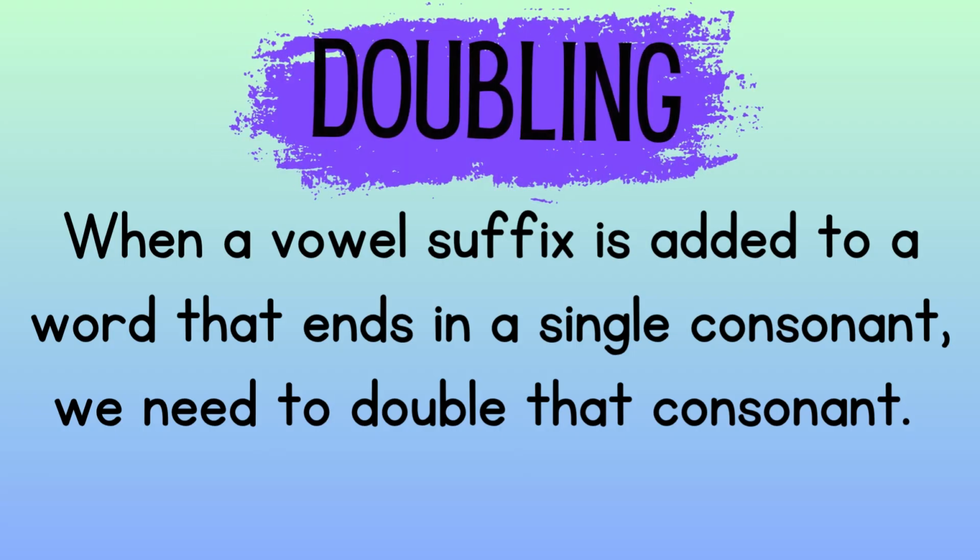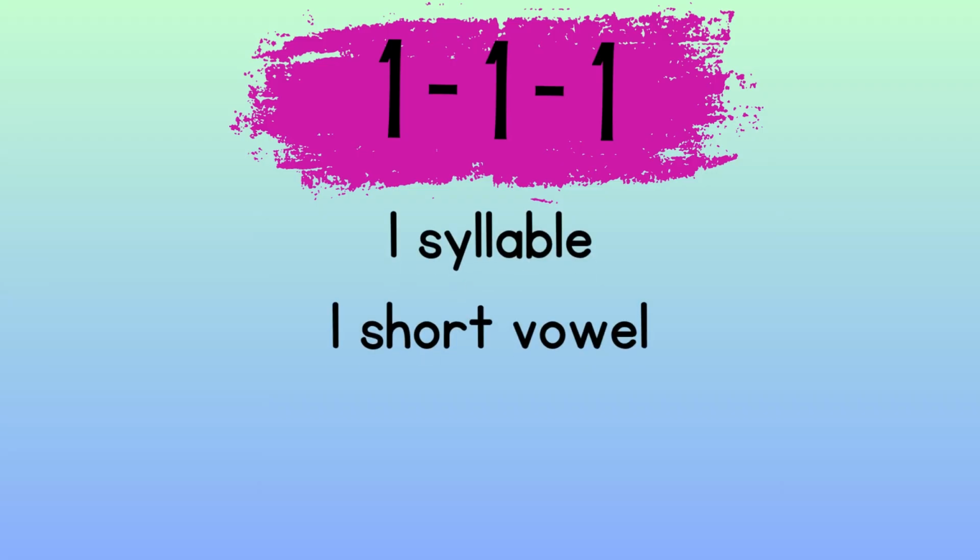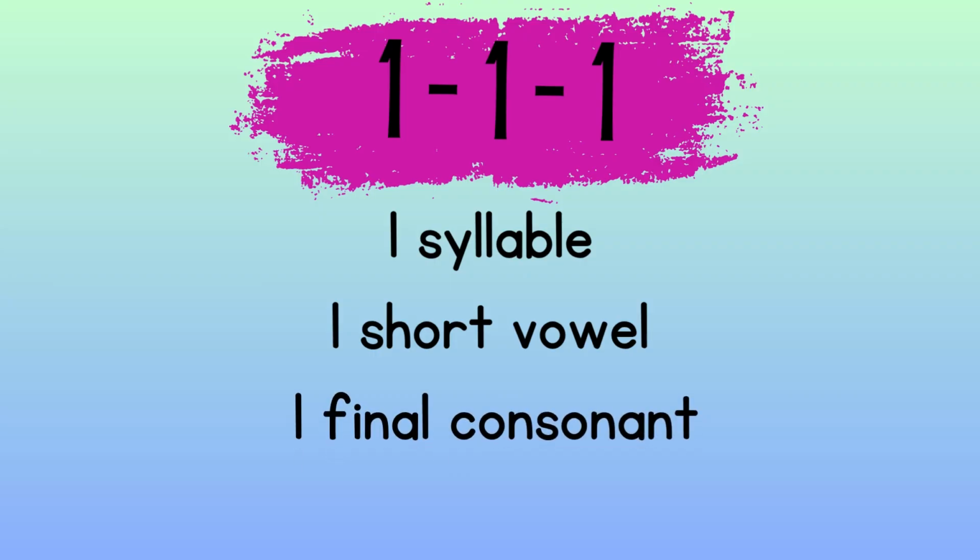The first rule that we're going to be talking about is the doubling rule. When a vowel suffix is added to a word that ends in a single consonant, we need to double that consonant. We can use 1, 1, 1 to help simplify it. If a word has 1 syllable, 1 short vowel, and 1 final consonant, then you follow the doubling rule.